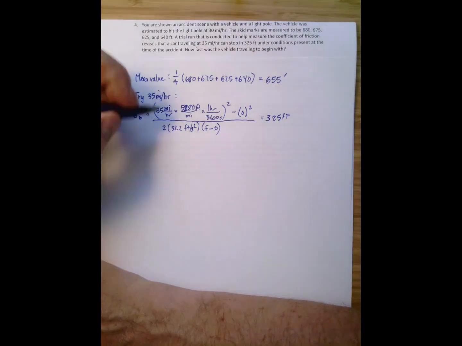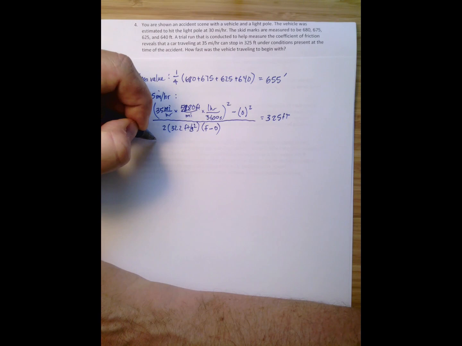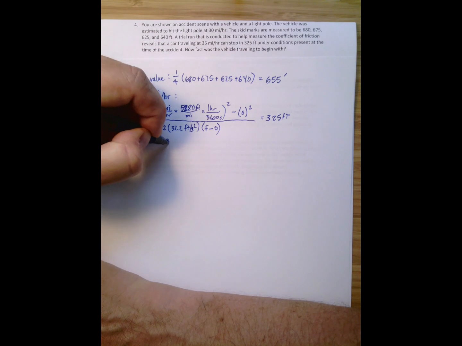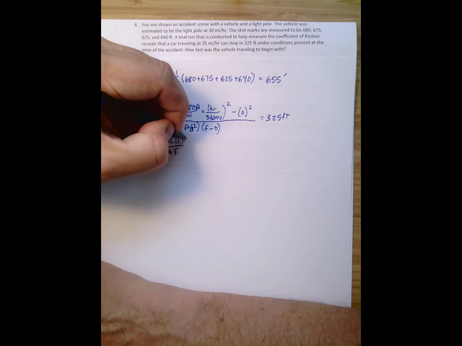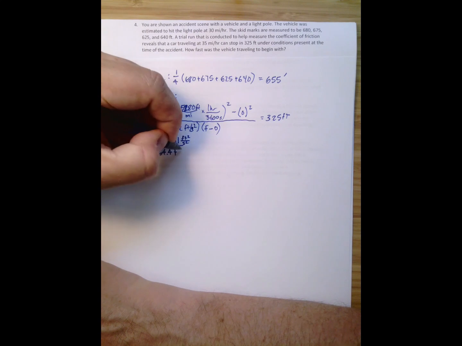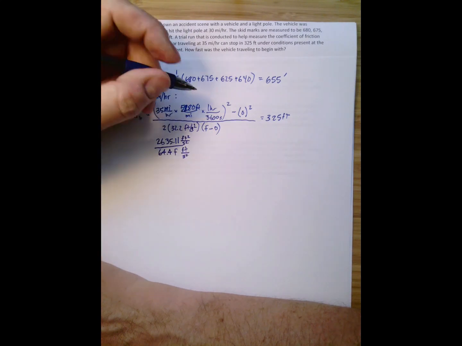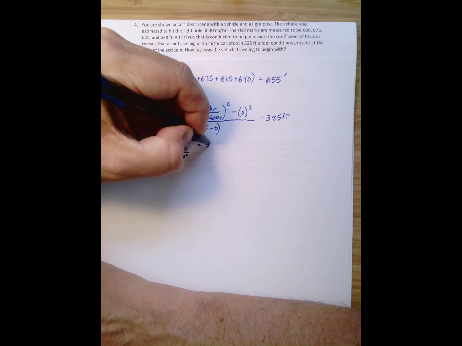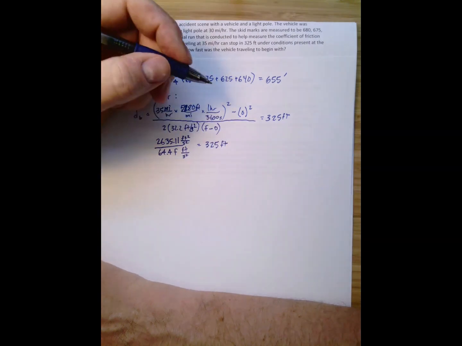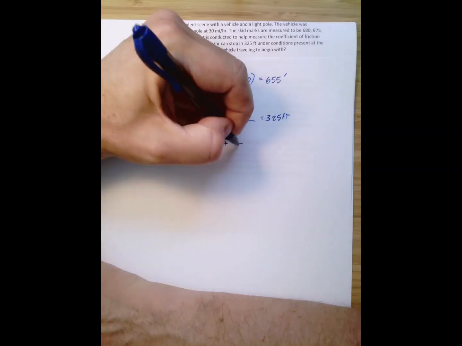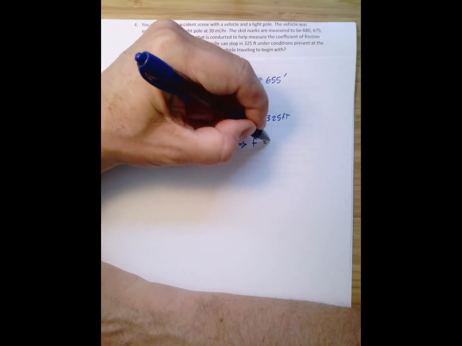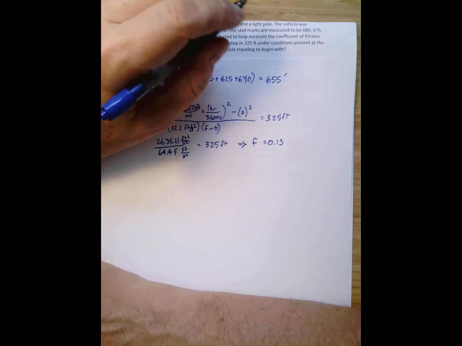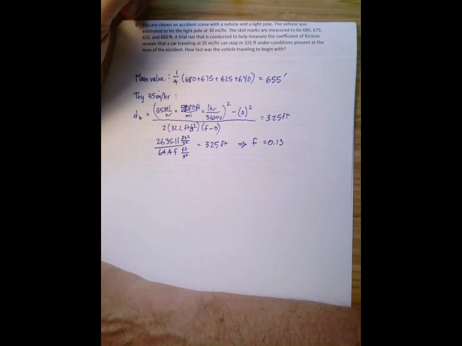So we can now solve for lowercase f by multiplying 2 through. 2635.11 is the numerator, divided by 64.4 f. And of course this is in feet squared per second squared, and this is in feet per second squared. And that's 325 feet. So we can solve this for the unitless f. The units will all cancel out, and f is 0.13. So that's basically step 2.